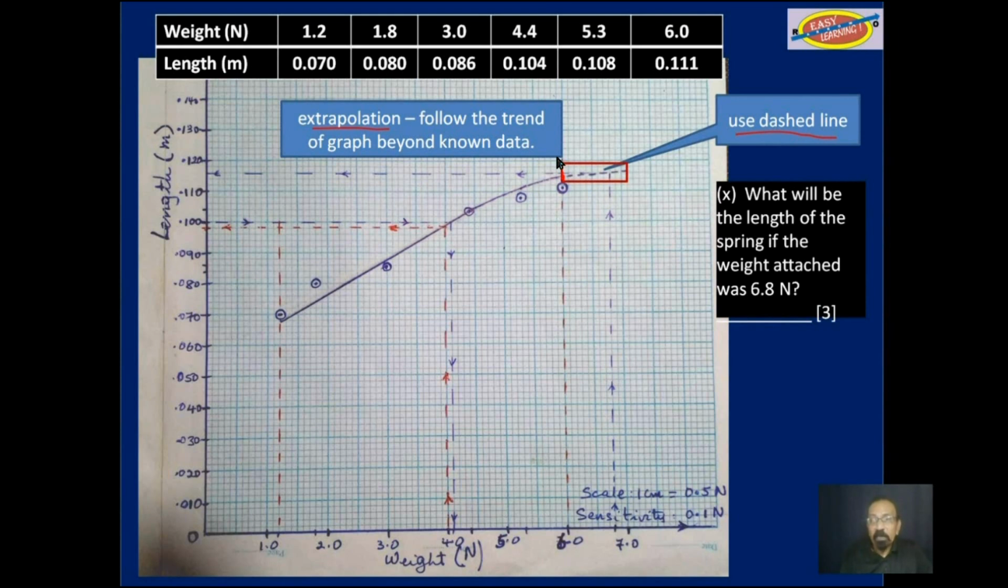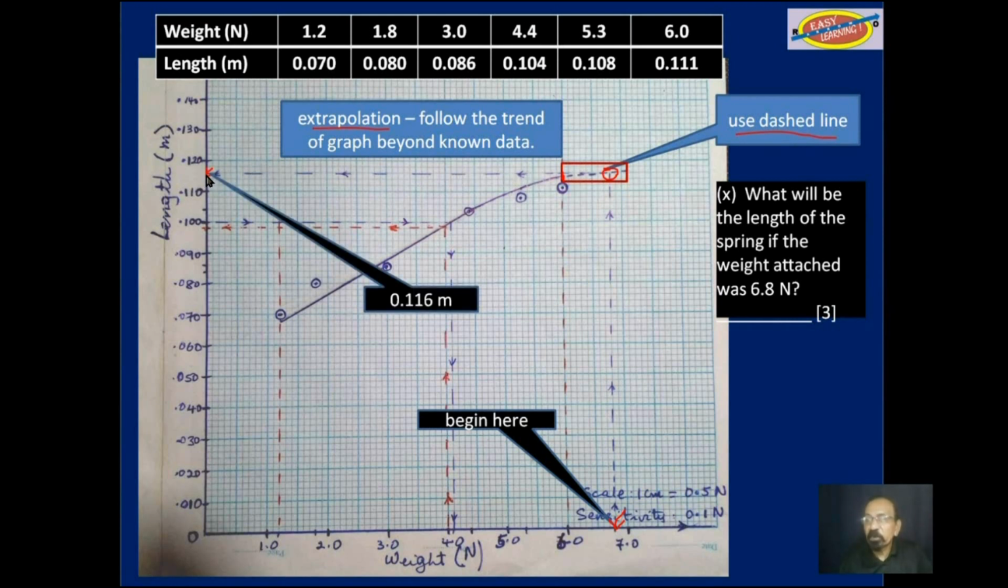Now we can take this 6.8. We begin here 6.8. We go up, we reach this point, and we go across, and we come to that point there, which is 0.116 meter. So if you have to go beyond your known data range, you will employ something called extrapolation, which follows the trend of the graph.